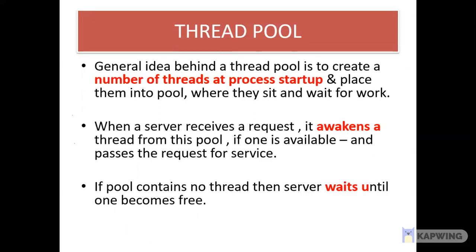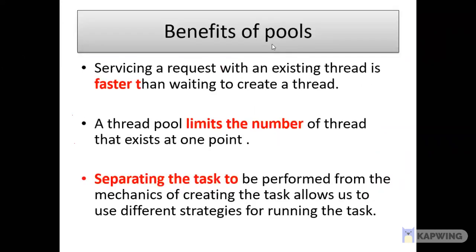When the server receives a request, it awakens a thread from this pool, if one is available, and passes the request to it for service. If the pool contains no thread, then the server waits until one becomes free. Whenever that pool is empty, it means no threads are available. If the pool has multiple threads, then the server will call the thread that is required, and that thread can get access. So that is the use of a thread pool.